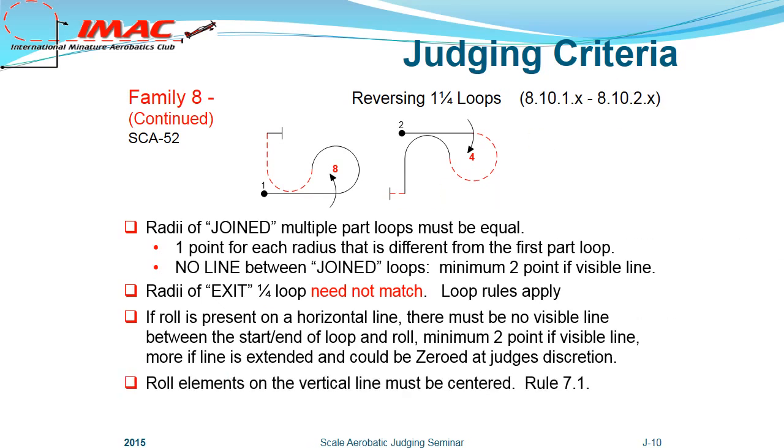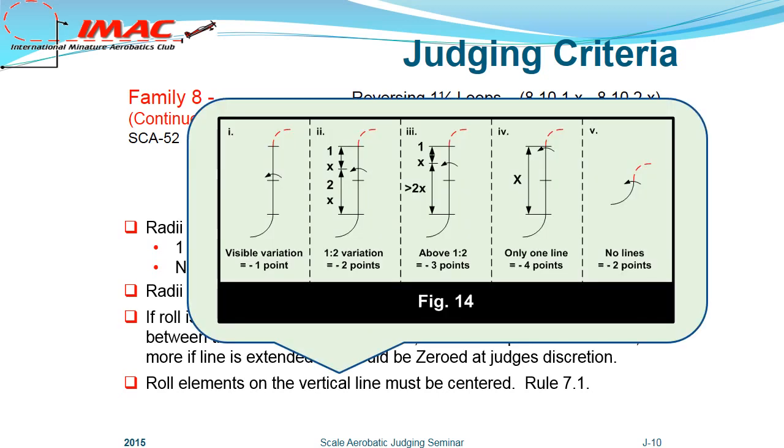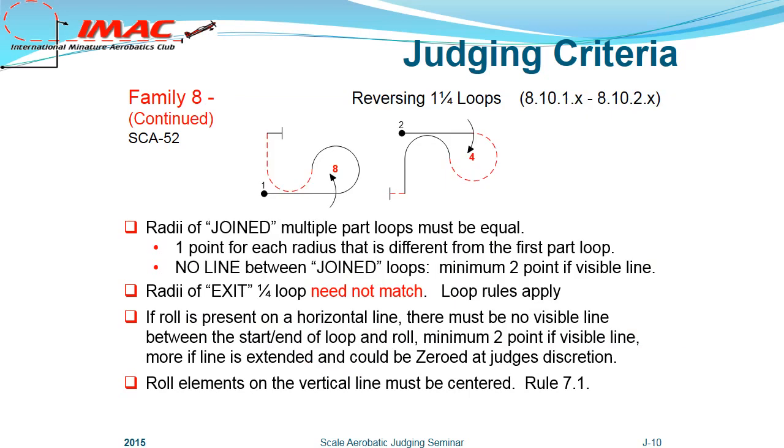Any roll elements placed on the vertical line must be centered. Deductions of 1 to 4 points apply using Figure 14 in Rule 7.1 as a guide. This concludes Aresti Family 8, combination of lines, loops, and rolls.